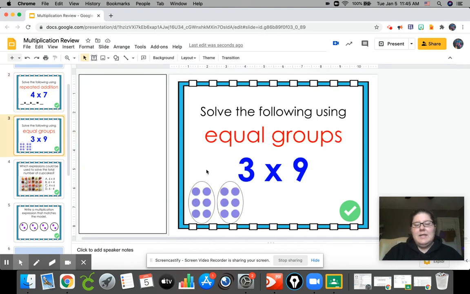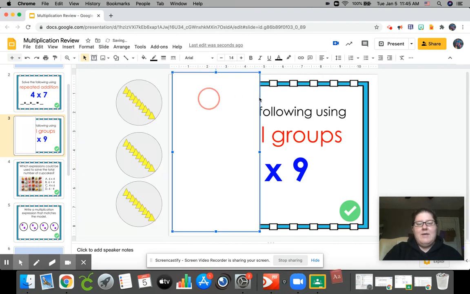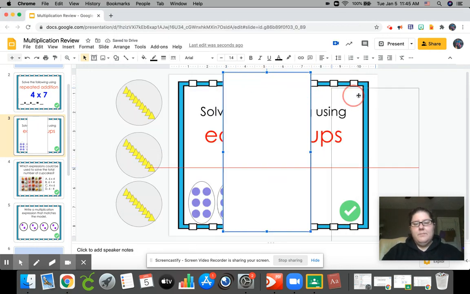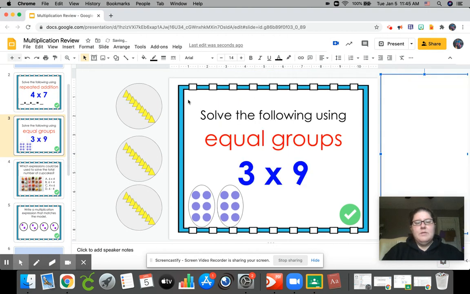The next one looks at equal groups. And here we have 3 times 9. So underneath this, I've already got 3 groups here, 1, 2, 3, and each one of them has 9 triangles in them. So I want you to take a little bit of time and tell me, what is 3 times 9 using these groups here? Okay, if you said 27, then you are correct.